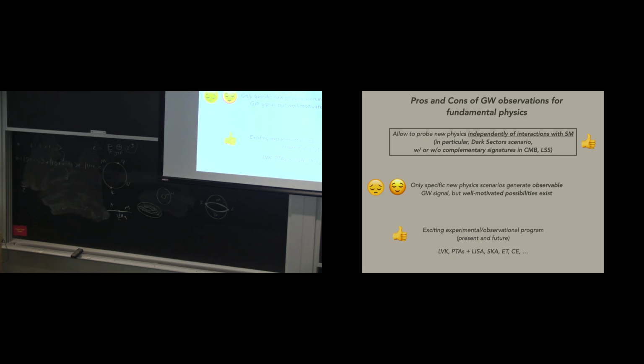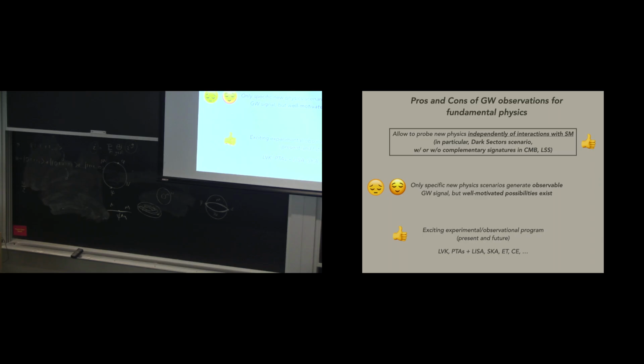As I said, another motivation is that it allows us to probe new physics independently of interactions with the standard model. In particular, even a totally dark sector can be probed, very much like in other cosmological surveys. And what I was mentioning before, the generation of gravitational wave sources from new physics is non-generic. So it won't be true that any new physics that you can come up with will have an observable gravitational wave source, but there are some well-motivated possibilities.